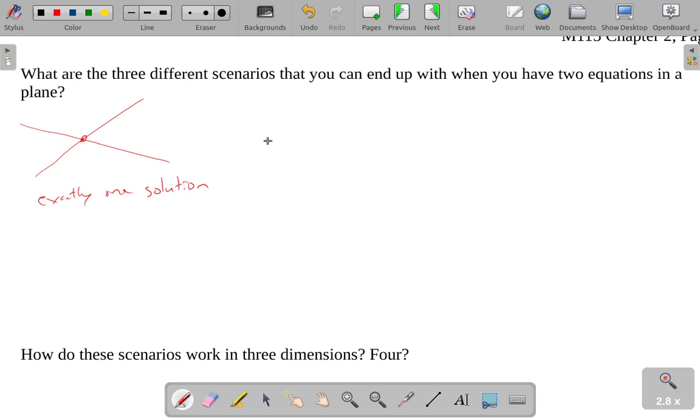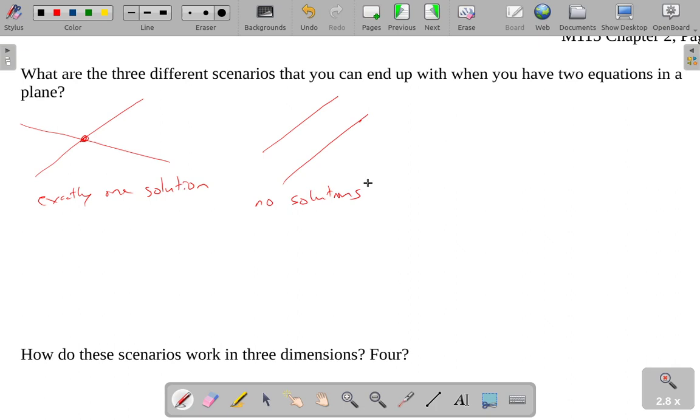Okay, so one of the other things that can happen is, if you have the lines intersecting at a single point, what happens if the lines don't intersect at all? In this situation, points that satisfy the first equation are up here, points that satisfy the second one are down here. There are no points that satisfy both equations, thus we would say that there are no solutions.